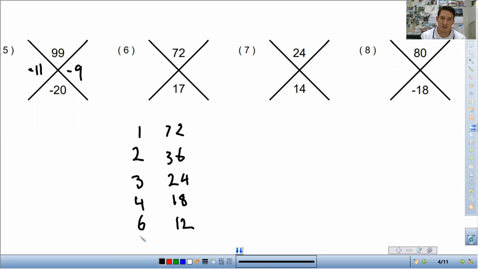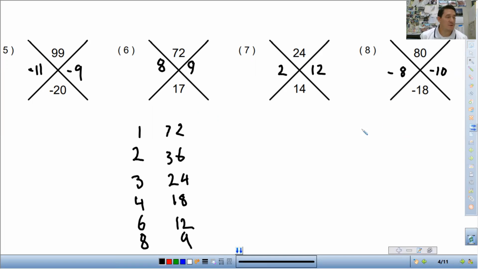Does 8 go into 72 or 7? 7 does not, 8 does. 8 times 9 is 72. 8 plus 9 is 17. So you can just list them out until you get there. All right. And then some are just easier. 24 and 14, that'd be 2 and 12. 80 and negative 18, that would be negative 8 and negative 10.